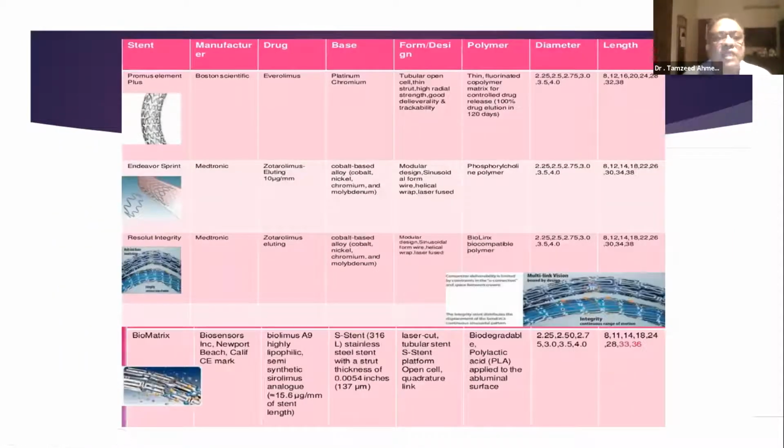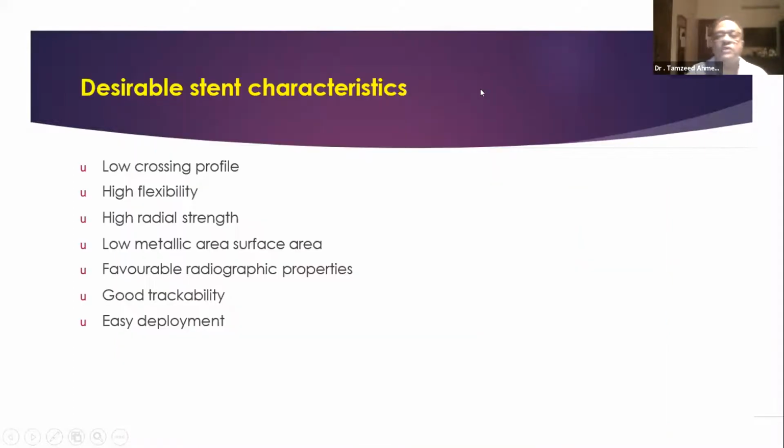Other stents like the Promus Element stent from Boston Scientific use everolimus. They have a platinum chromium base, which is more radio-opaque. And they also use a thin fluoro copolymer, which is very resistant to stent thrombosis. Now, desirable stent characteristics are low crossing profile, high flexibility, high radial strength, low metallic surface area, favorable radiographic opacity properties during fluoroscopy, good trackability, and easy deployment.